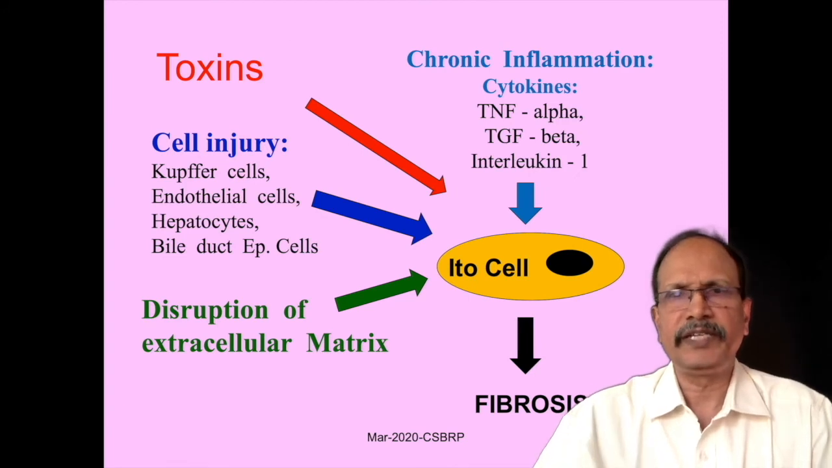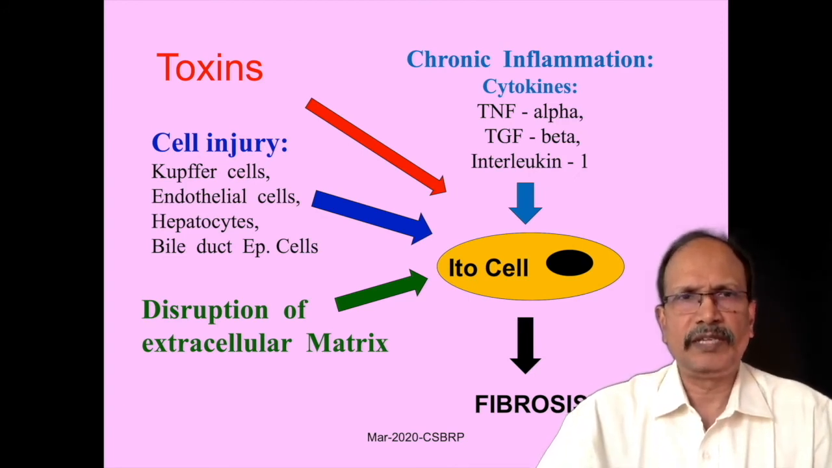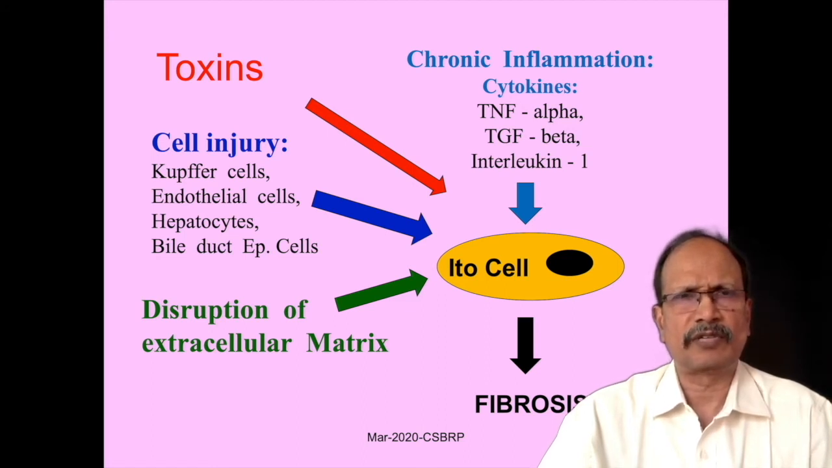So, what are the irritants of the Ito cell? It can be a toxin, for example, aflatoxin B1 derived from Aspergillus, or it may be due to any chronic inflammation like that occurring in chronic hepatitis due to B or C viral infection, or drug-induced hepatitis, wherein there will be liberation of cytokines like tumor necrosis factor alpha, transforming growth factor beta, and interleukin 1. So they irritate the Ito cell.